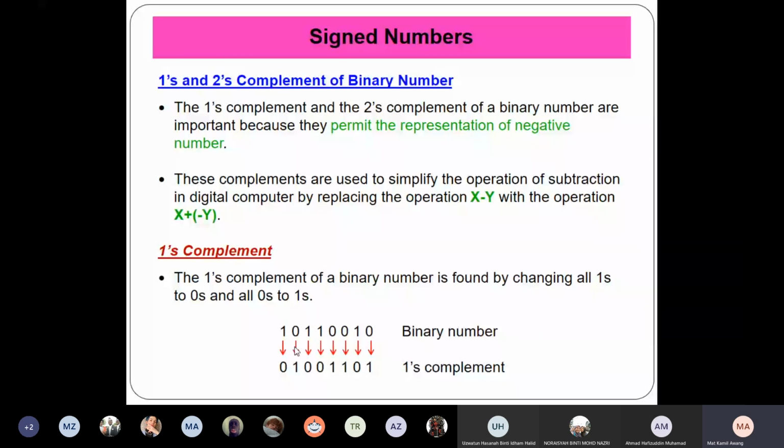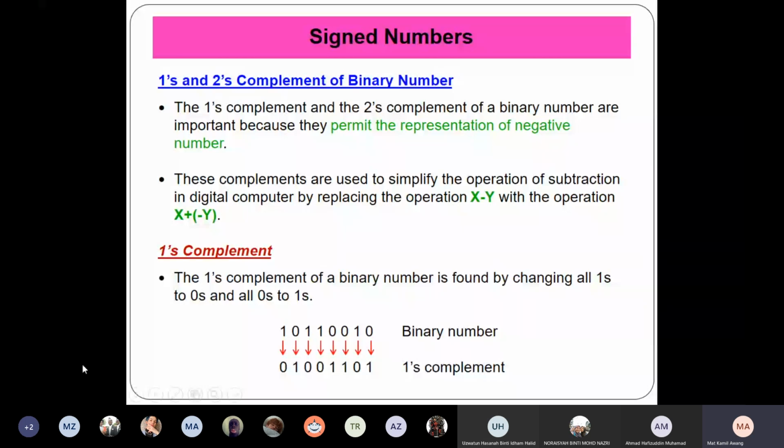What is the first complement? The first complement of a binary number is found by changing all the 1's to 0's and 0's to 1's. That is the 1's complement. You just reverse. You change the number.